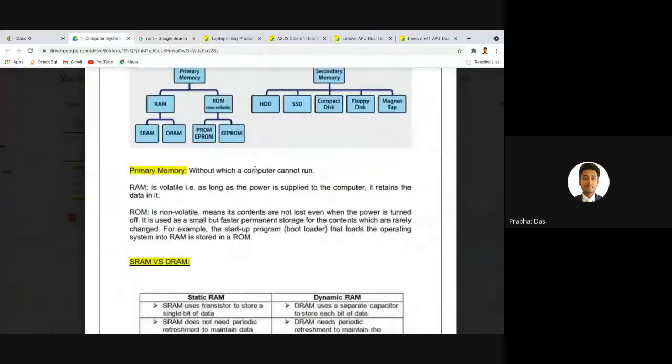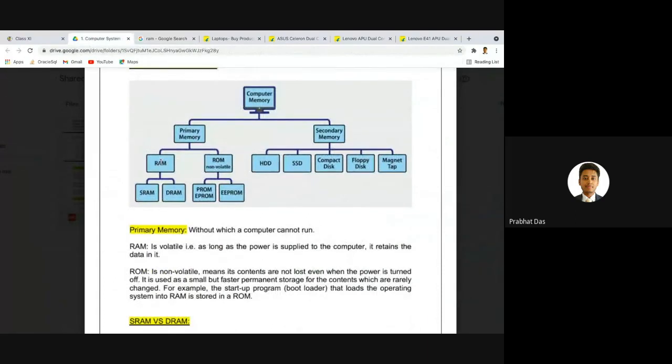So this was all about the primary memory RAM part. In the next class, we'll be discussing the ROM part.